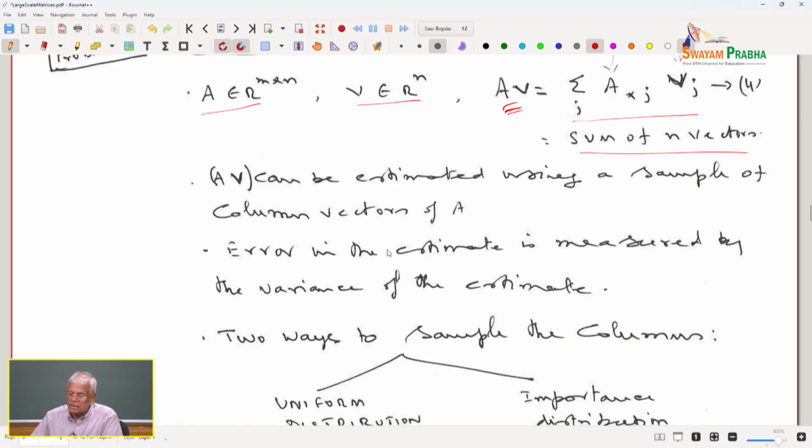So, AV can be estimated using a sample of columns of A. That's where sampling comes in. Why is sampling of columns important here? Because the matrix vector product is simply computing the linear combination of columns of A. The vector V is given, the columns of A are given. So, if I can select a subset of columns from A and multiply them by the corresponding elements of V and compute that partial sum, that is a good approximation to the total sum. The error in the estimate is measured by the variance of the estimate.